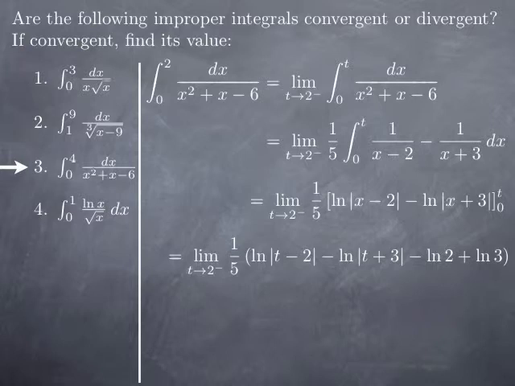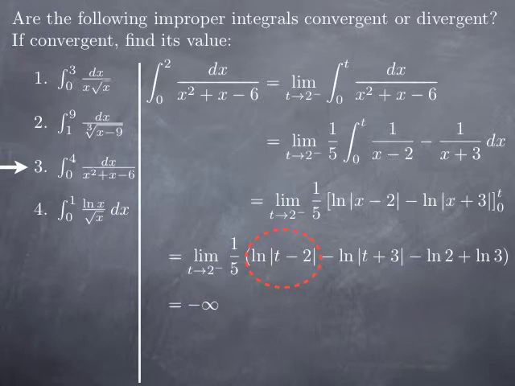Now what happens when t is approaching 2? For natural log of t plus 3 it's not a problem, it's going to approach natural log of 5. But for this term we have a problem because as t is approaching 2, t minus 2 in absolute value is approaching 0 from the right, and natural log has a limit at 0 from the right, that is negative infinity.